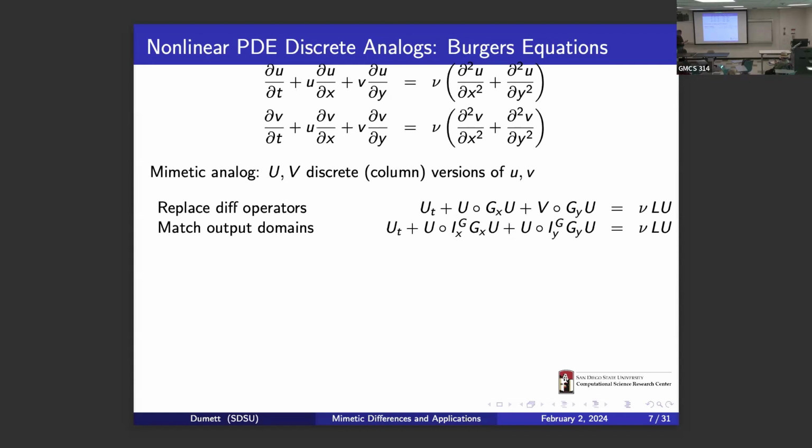And so, introducing interpolations, we have an interpolation here that goes from nodes to centers. And this is an interpolation that goes the same way, but this is in the x direction, and this is in the y direction. Okay, now I have a vector here and a vector here. They have the same number of elements. And now this product will be an element-wise product.